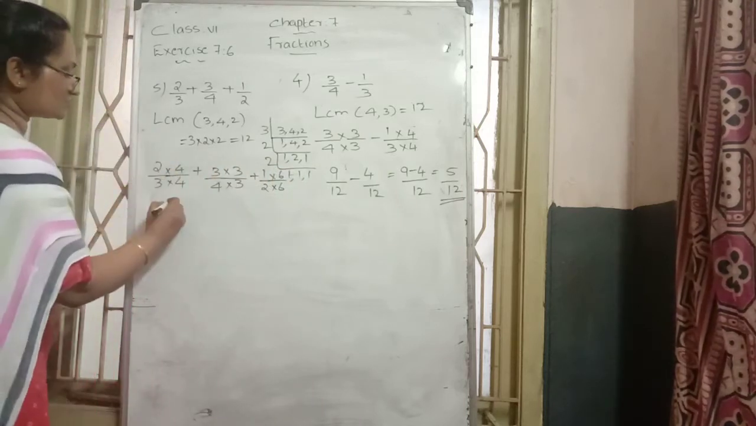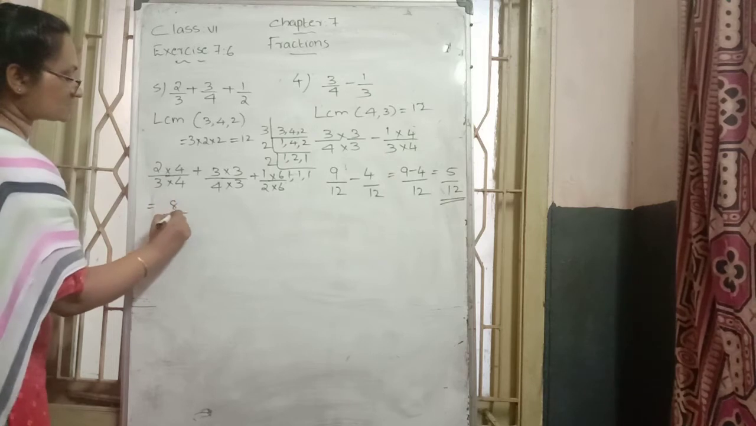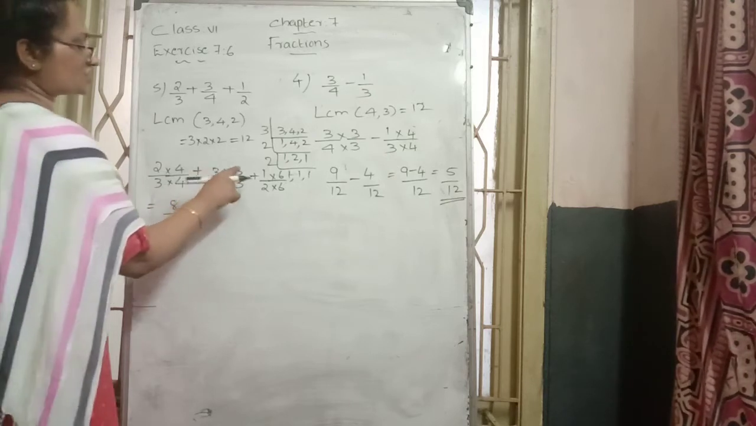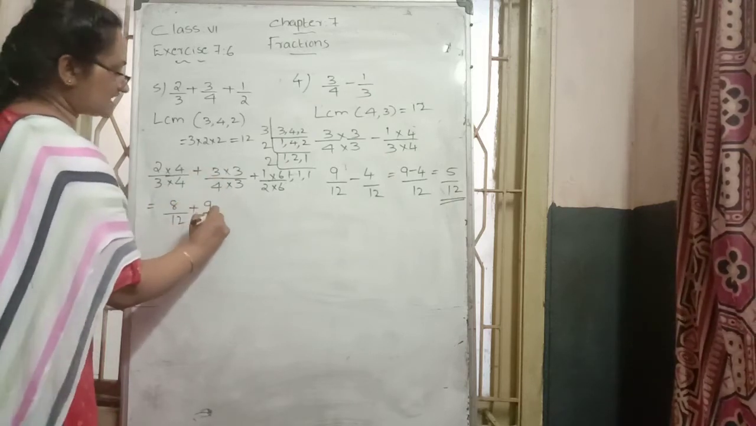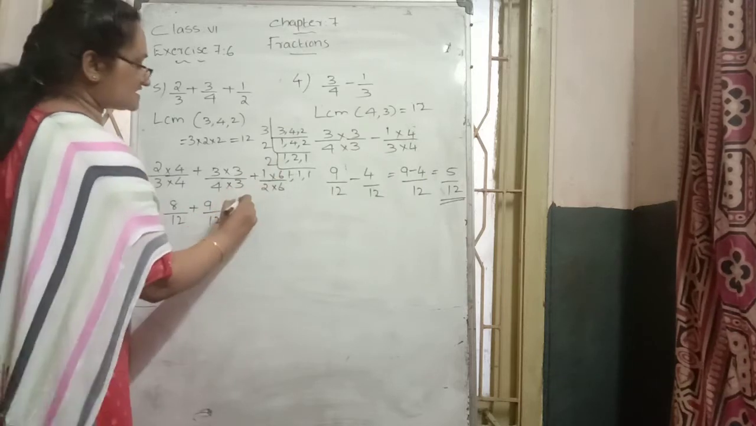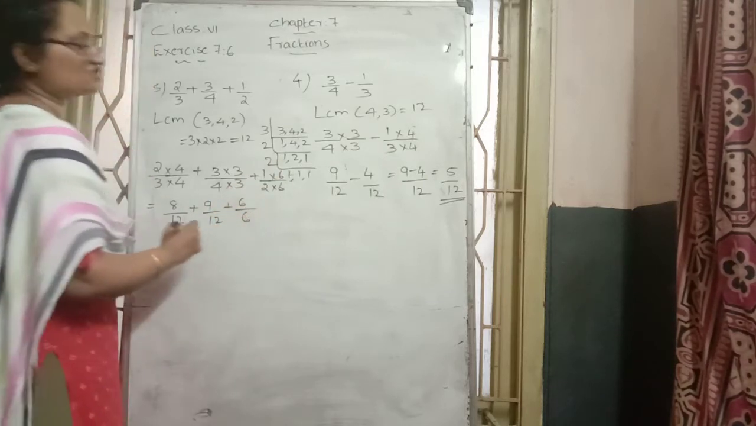Then multiply: 2 4s are how much? 8. 3 4s are how much? 12. Plus again, 3 3s are how much? 9. 4 3s are how much? 12. Plus here, 1 6 is how much? 6. 2 6s are how much? 12.